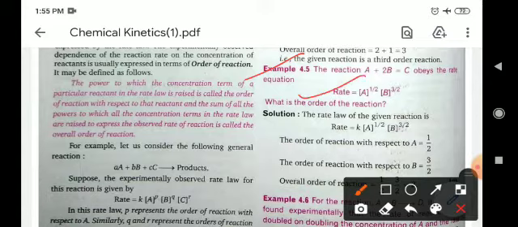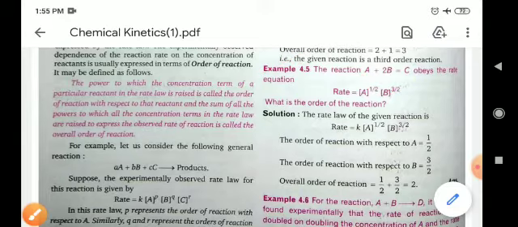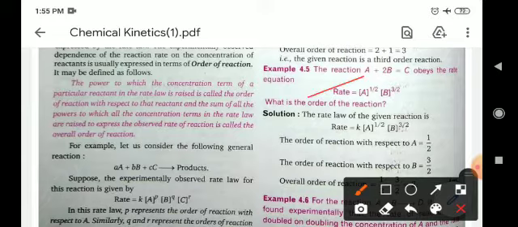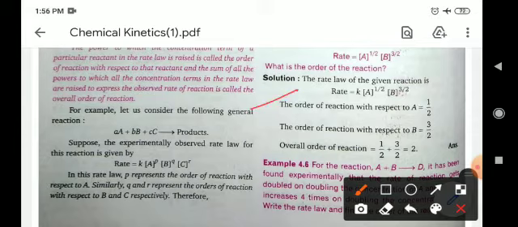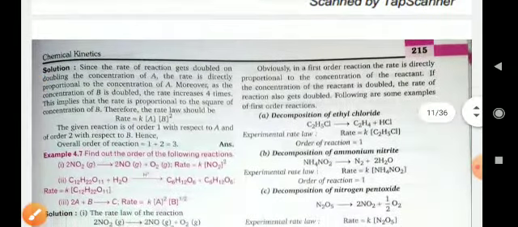Okay, so by watching these powers and after summing these powers, you will calculate the order of reaction. As in this example, you can see here that the rate equals k [A]^(1/2) [B]^(3/2). Then what is the order of the reaction? So you will sum these powers. The order with respect to A is half and with respect to B is 3/2. So the overall order of reaction will be 1/2 plus 3/2, and that comes to 2, which means this reaction will be of second order. Okay, so other examples you can also calculate here.